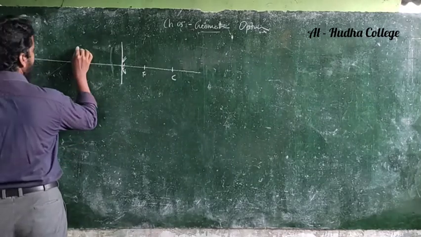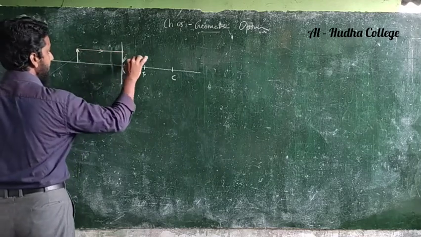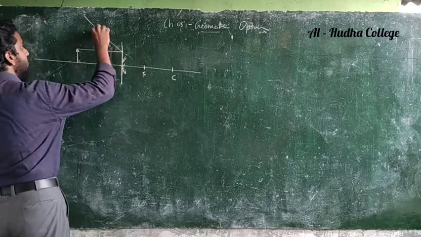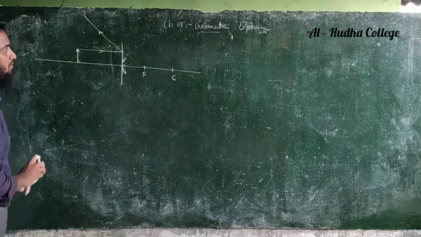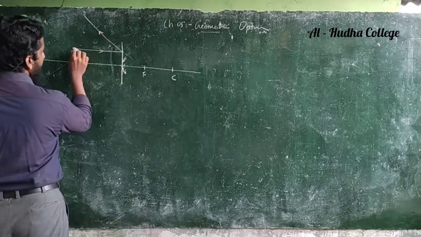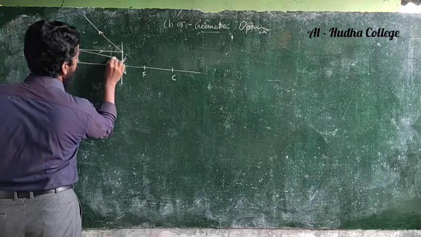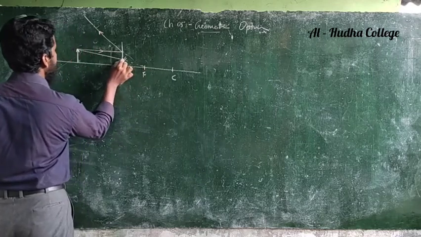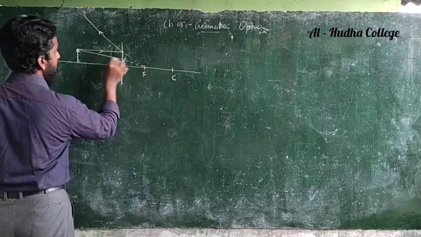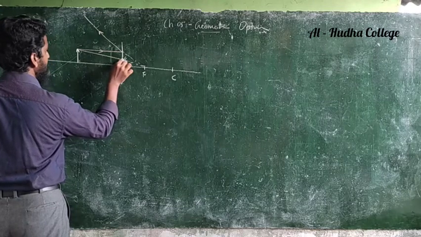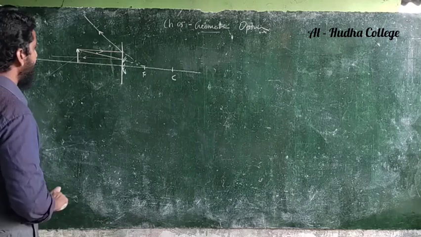Now if you draw the ray diagram, the first ray, the ray which is coming parallel to the principal axis, appears to go from the focus. The second ray is the ray which is coming towards the focus, towards the focus, and it is going to move in this way.